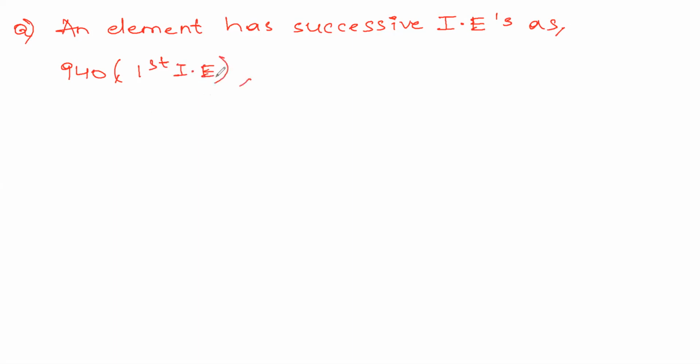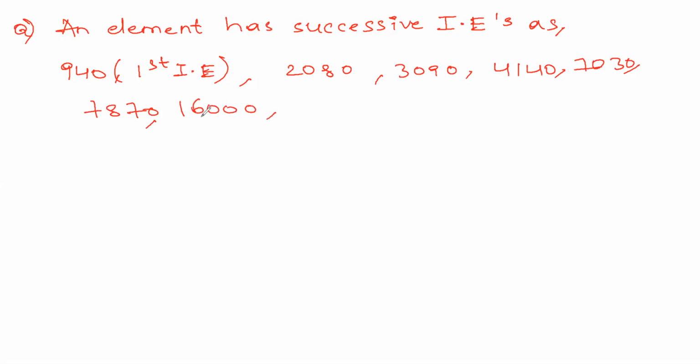2080, 3090, 4140, 7030, 7870, 16,000, and 19,500 kilojoules per mole respectively.